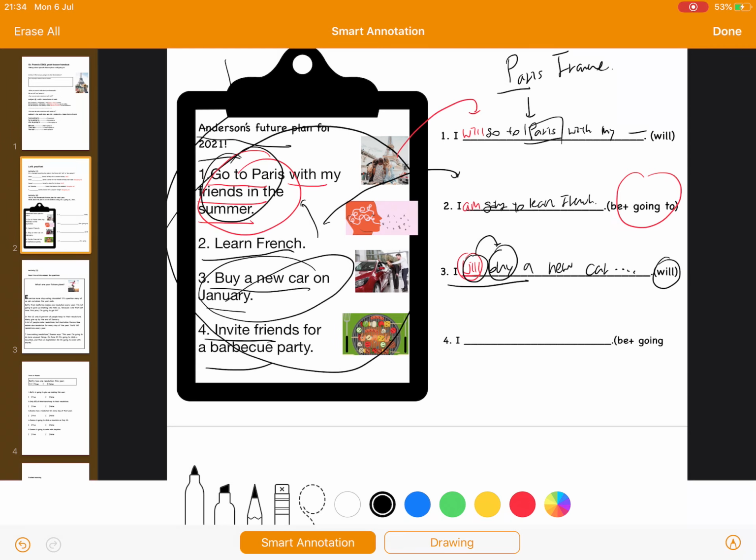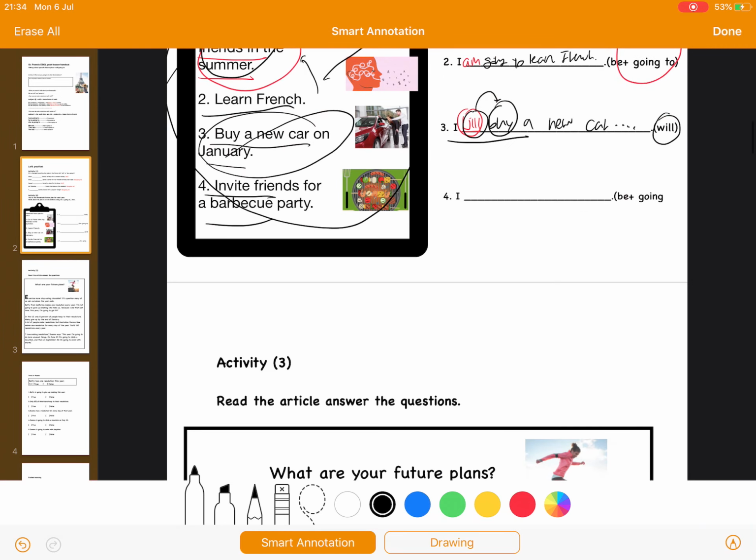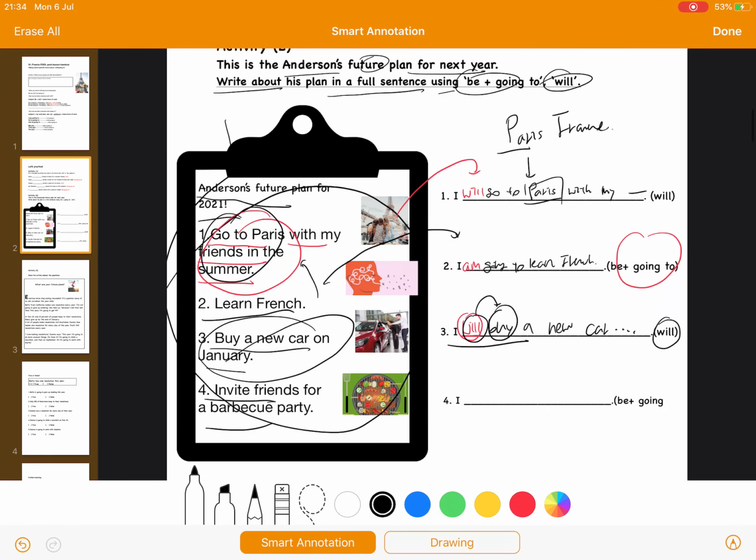And now the last one. Number 4, invite friends for a barbecue party. So he's planning to have a barbecue party in the future, right? So in number 4, we need to complete the sentence with be going to, yes? So the be verb of I is am. I am, it's your turn. Very good. So I am going to stays the same. Going to, and then the form of the verb stays the same as well. I'm going to invite friends for a barbecue party. Very good.